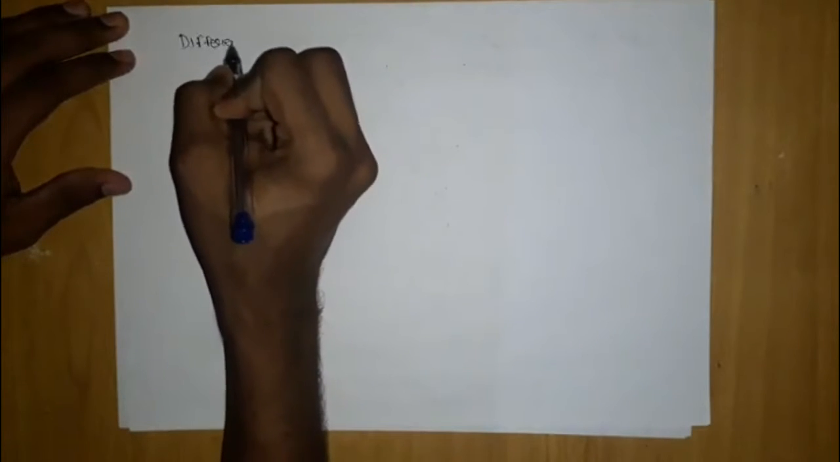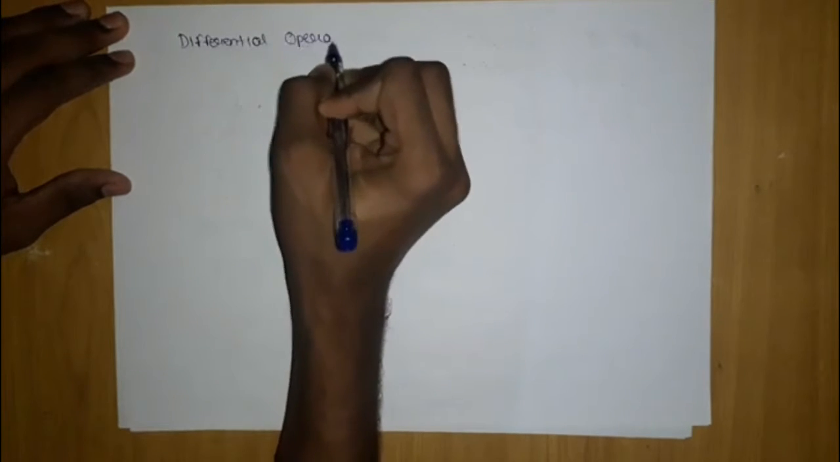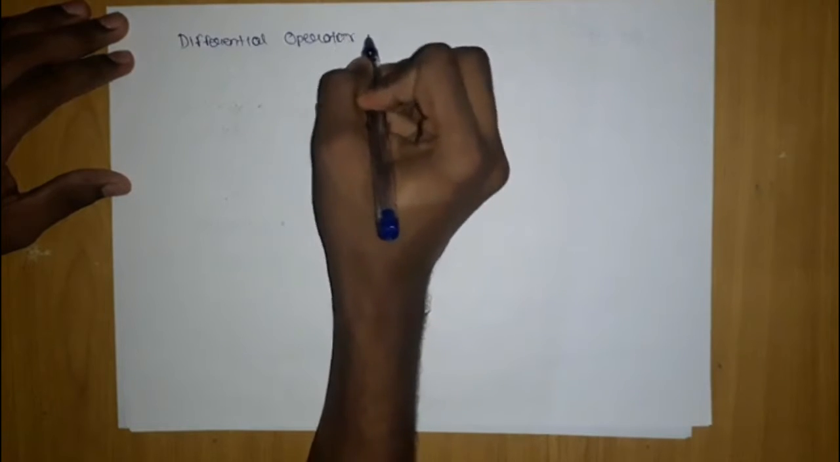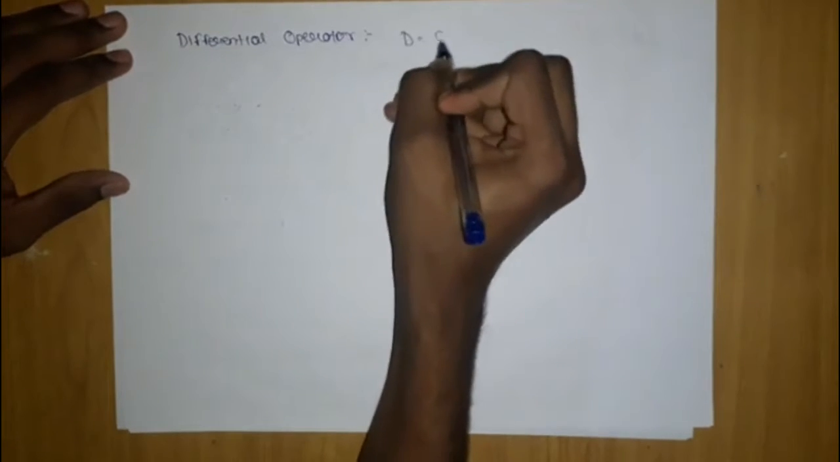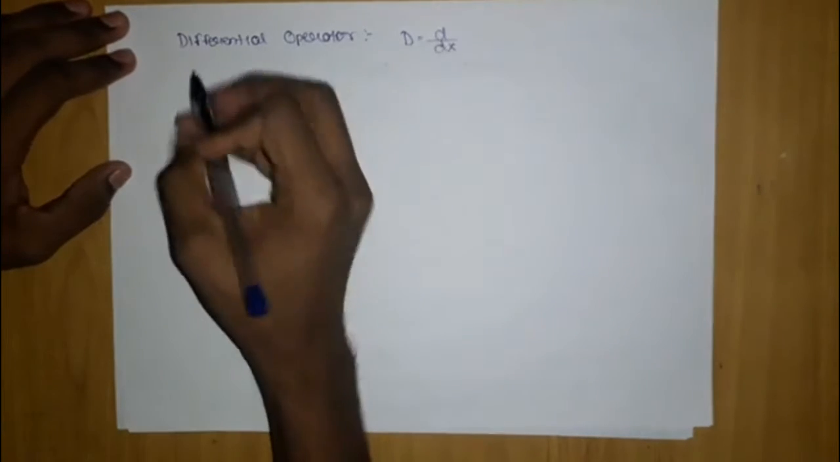Now let's discuss these differential operators more quickly and more properly. First we see the differential operator. The differential operator is nothing but D, which is d by dx.